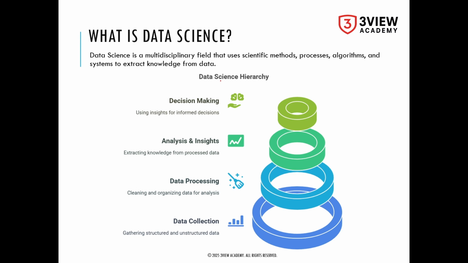So what is data science? Data science is a multidisciplinary field that uses scientific methods, processes, algorithms and systems to extract knowledge from data. This is the core importance: extracting knowledge from raw data. To reach that level, we have to go through various processes.